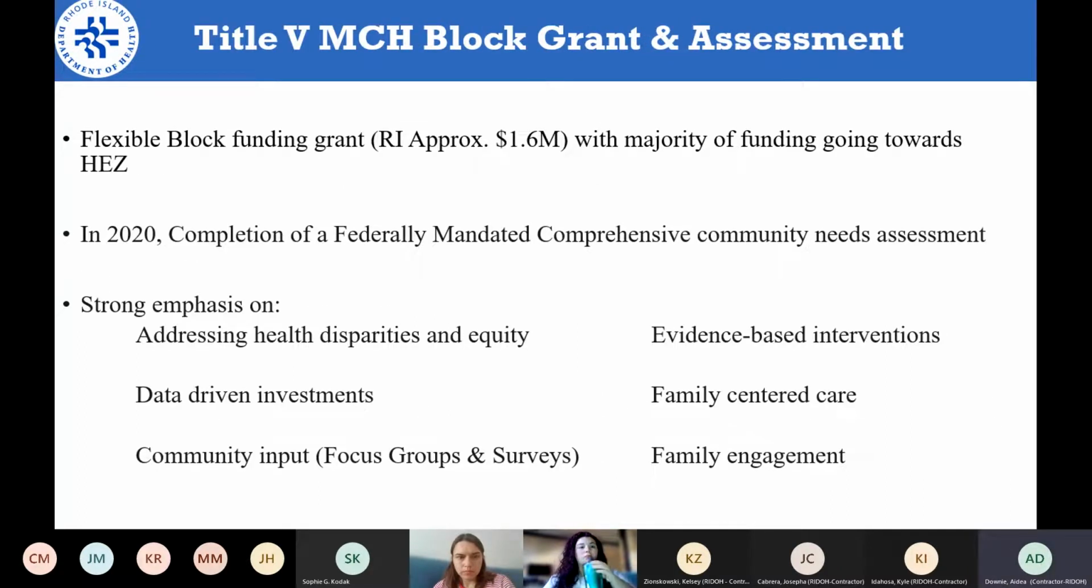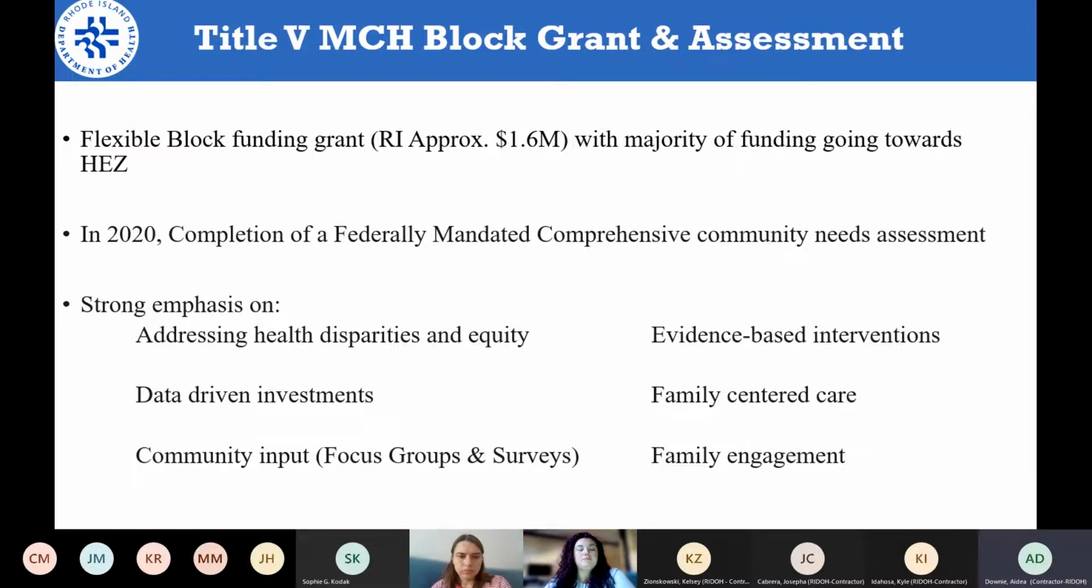So our program oversees federal funding, the Title V program. It is a block grant. Block grants mean that it's usually a grant where the funding is very flexible, so it's not really designated for a set thing. We get approximately $1.6 million a year, with the majority of funding going towards our health equity zones. For those of you who don't know, the state has empowered 15 different communities across the state to coalesce and come together and advocate, do initiatives, and really dig into the things they need. The department has helped with that, and the MCH program has helped to give seed funding to get that off the ground.